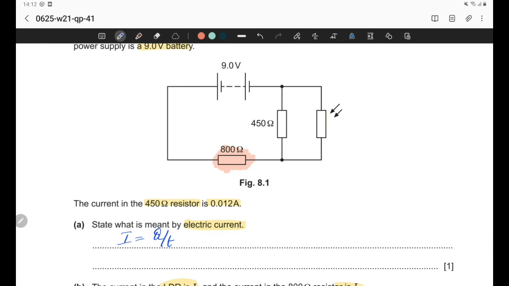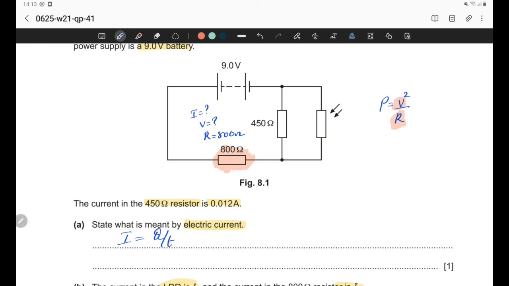So here we know the resistor value is 800 ohm, but we don't know what is the voltage across this 800 ohm or even the current passing through the 800 ohm. So we need to find out either V or I, then we can calculate power. So we can use this equation, power is equal to V squared over R, and we have R value already. So if we can calculate the potential difference across 800 ohm, we can substitute the values and hence we can calculate power.